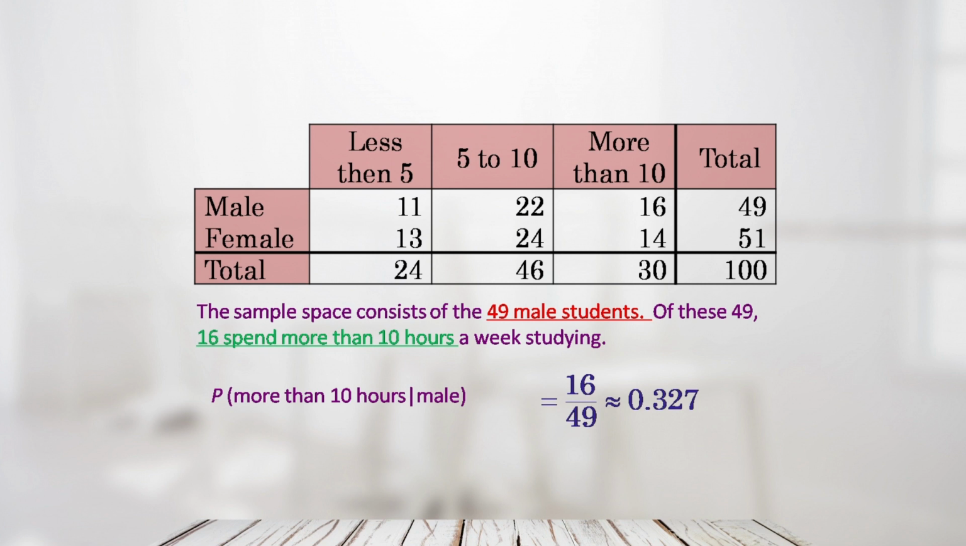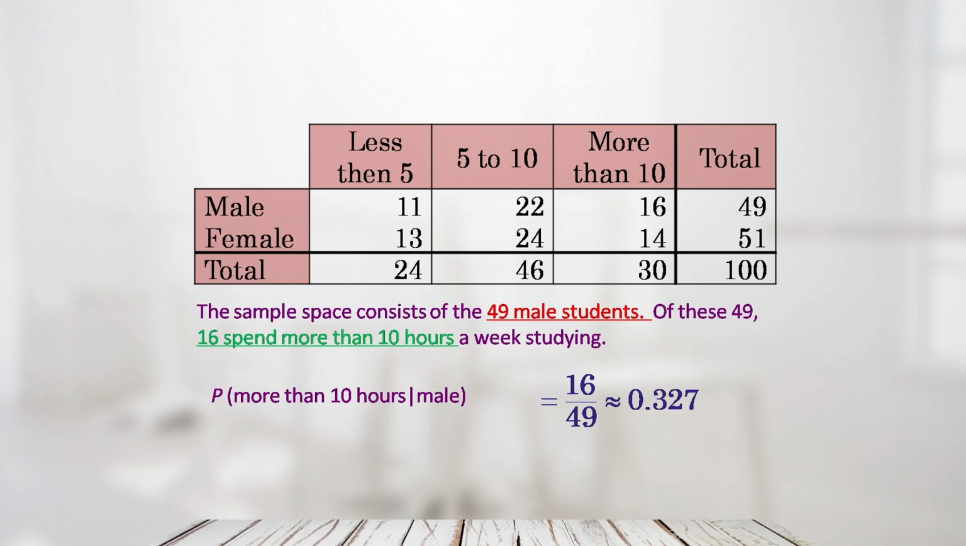In the same manner, we calculated for the female: less than 5 is 13, 5 to 10 is 24, and more than 10 is 14. So the total for male is 49 and the total for female is 51, equalling the total of 100. Now we have to find the probability that a student spends more than 10 hours studying given that the student is male.